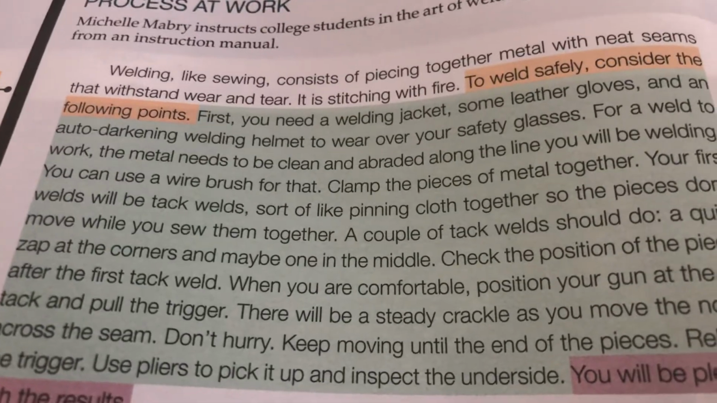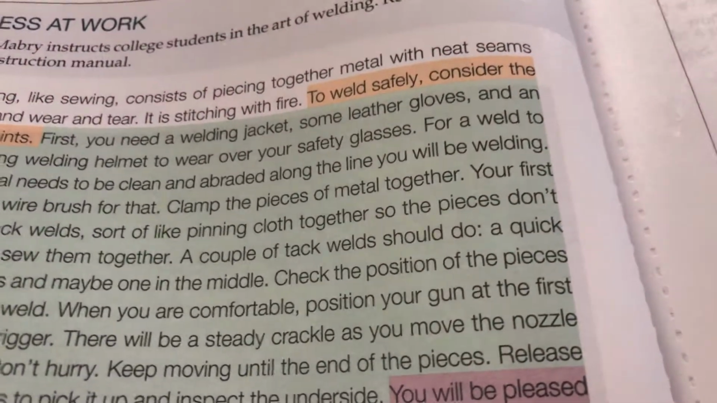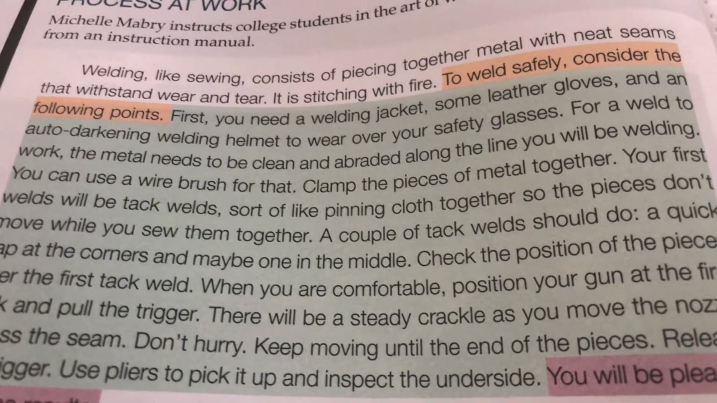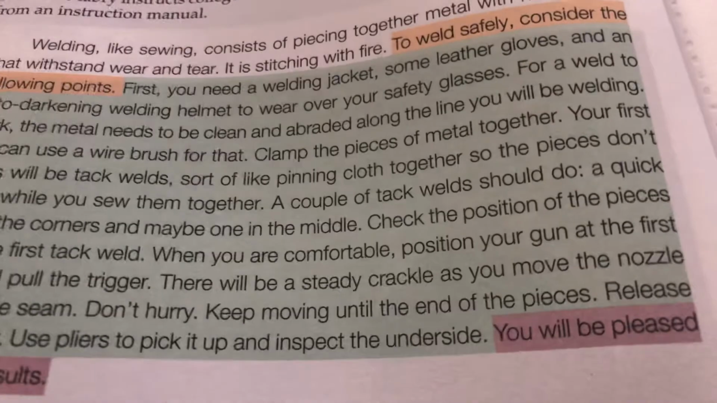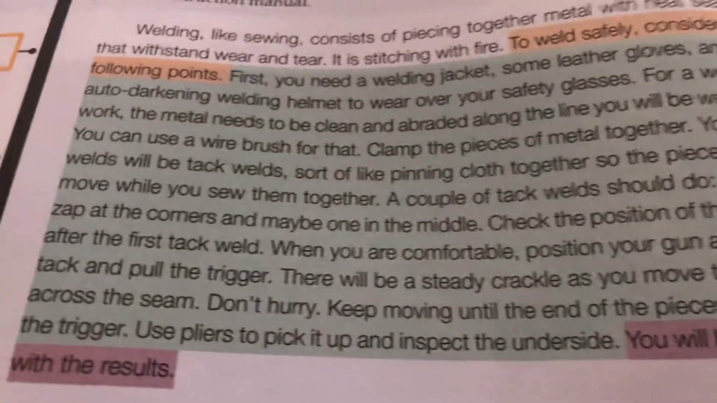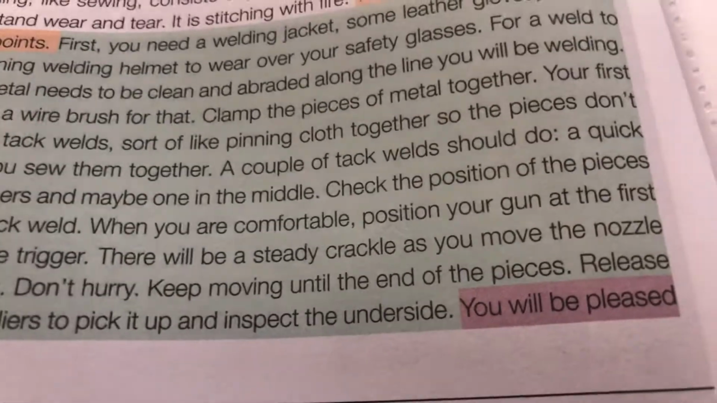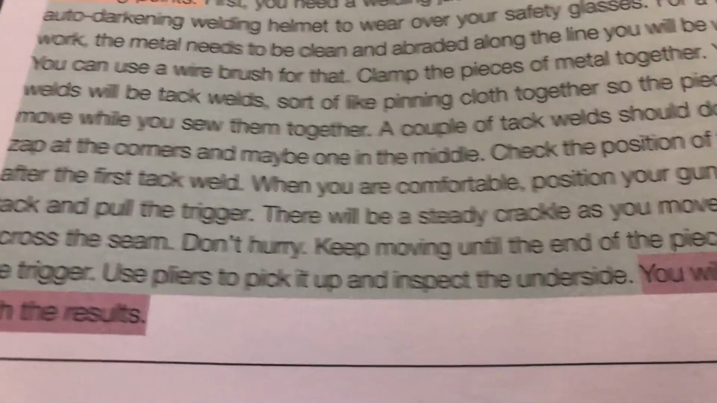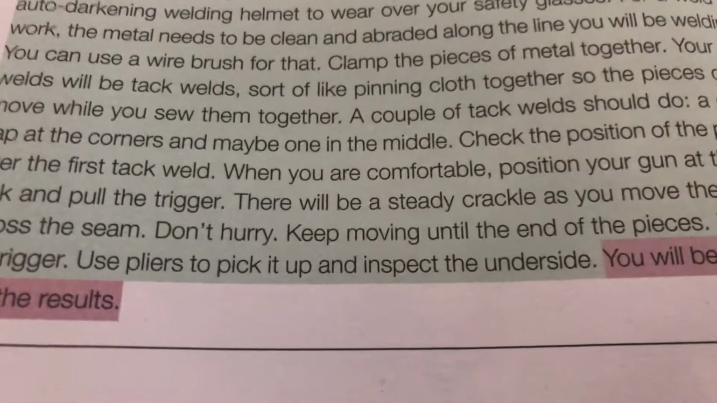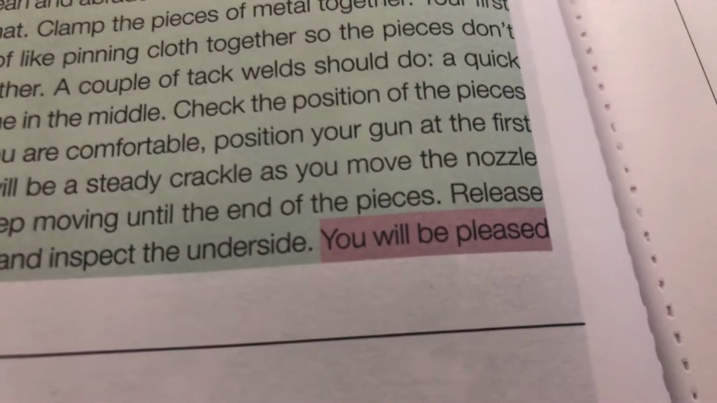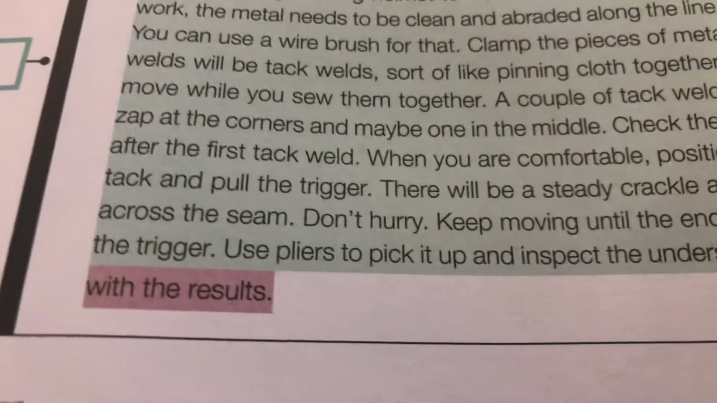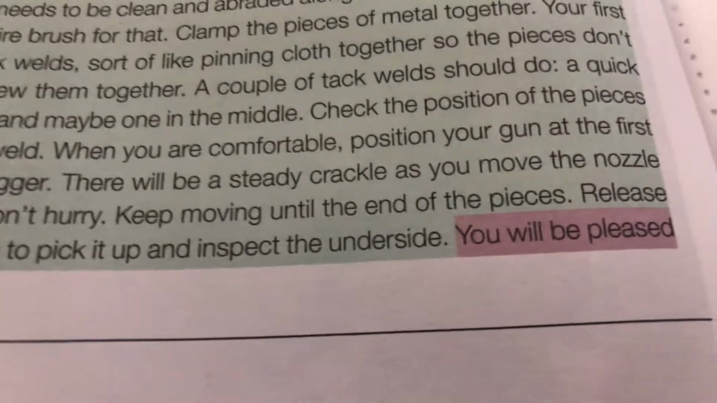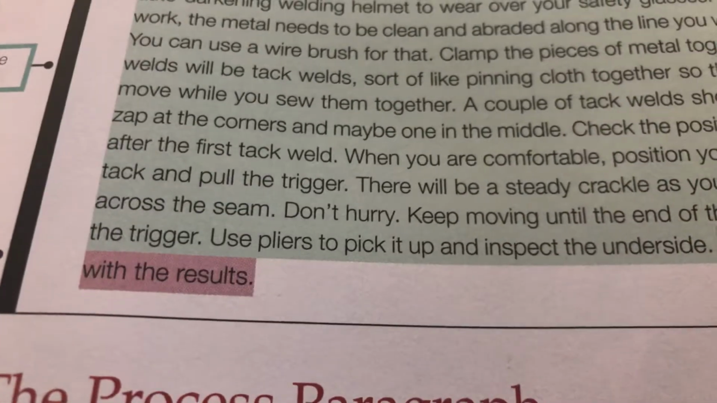Your first welds will be tack welds, sort of like pinning cloth together so the pieces don't move while you sew them together. A couple of tack welds should do. A quick zap at the corners and maybe one in the middle. Check the position of the pieces after the first tack weld. When you are comfortable, position your gun at the first tack and pull the trigger. There will be a steady crackle as you move the nozzle across the seam. Don't hurry. Keep moving until the end of the pieces. Release the trigger. Use pliers to pick it up and inspect the underside. You will be pleased with the results.